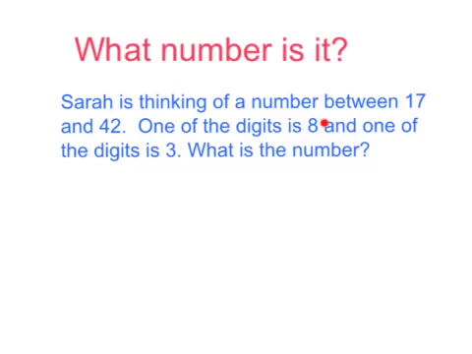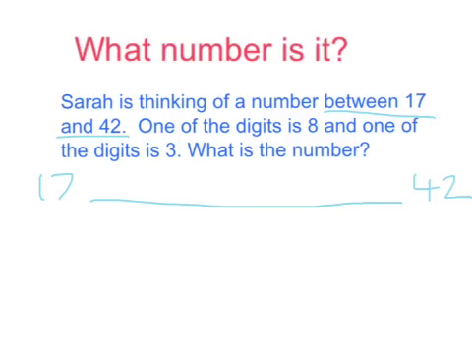Sarah is thinking of a number between 17 and 42. One of the digits is an 8 and one of the digits is a 3. What is the number? First step is to go into the problem and circle some important information. So we know it's between 17 and 42. Okay, so it could be any number between 17 and 42. That means it's not going to be a number smaller than 17 or a number bigger than 42.